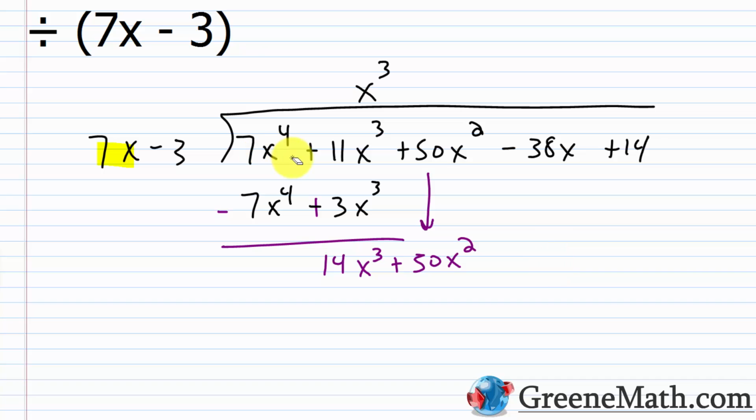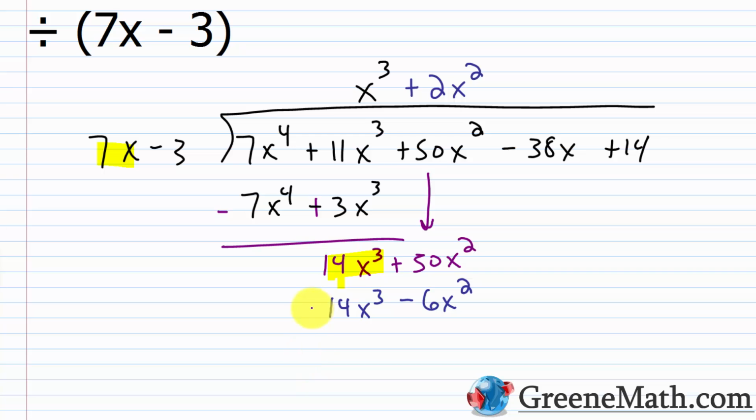So now this is my leading term here. So leading term into leading term. What's that going to be? If I had 14x cubed over 7x, 14 divided by 7 is 2. X cubed over x is x squared. So this would be plus 2x squared. And I can multiply. 2x squared times 7x is 14x cubed. 2x squared times negative 3 is minus 6x squared.